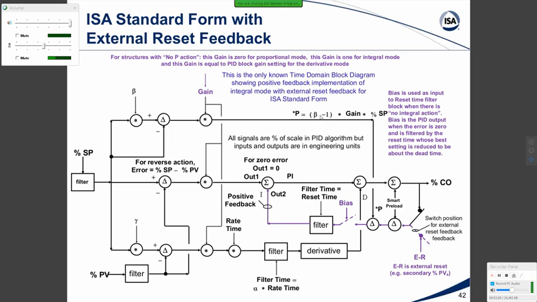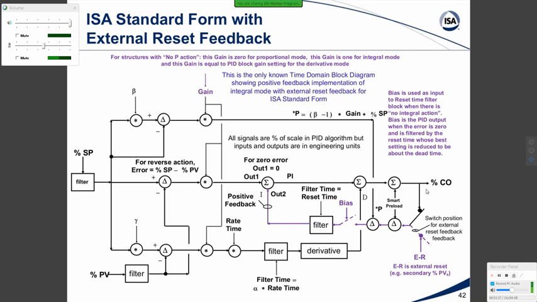So here I'm going to, of course, do an errata to show this form, but this is what actually does work because I've tried this out and programmed it in the time domain. And it gets a little complicated, as you can imagine. The key thing is that the integral action is by means of positive feedback filter here, and the filter time is equal to reset time.